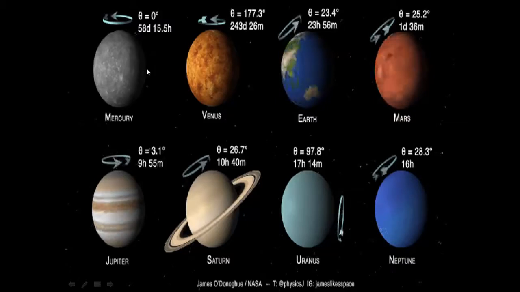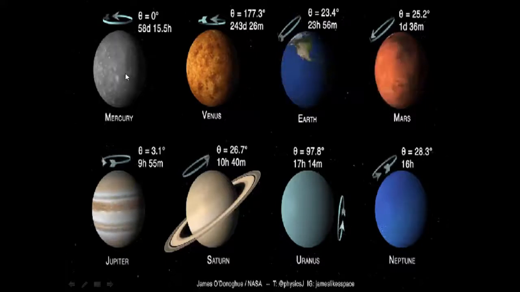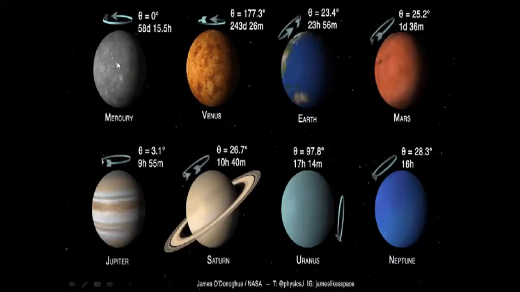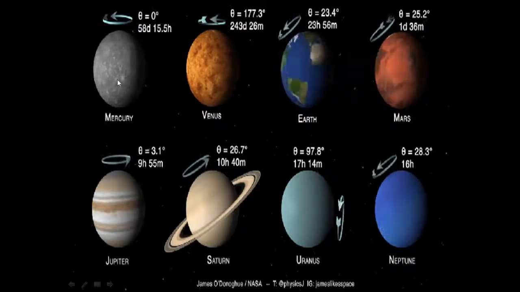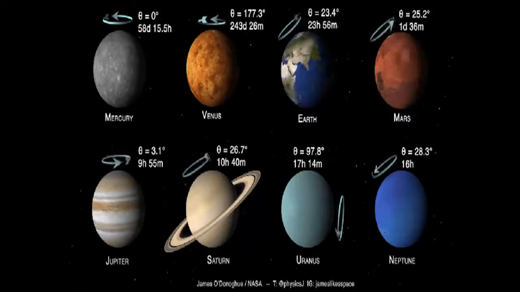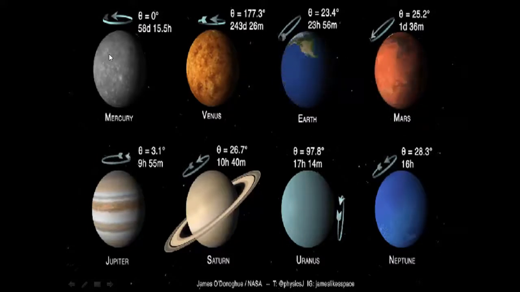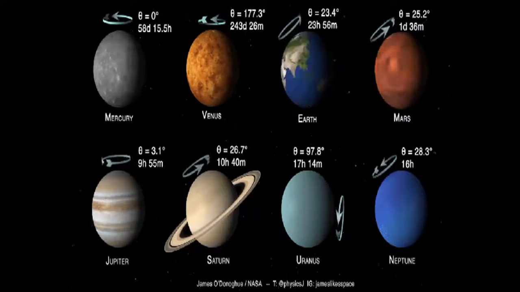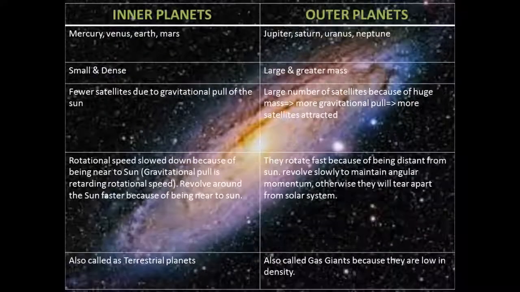But since the inner planets are so near to the Sun, the gravitational pull acting on them is so huge that they are unable to rotate at their free will. They want to rotate, but a retarding force is stopping them and their rotational speed is getting slowed down. That's why Mercury takes so much rotational time, 58 days to complete one rotation on its own axis. That's why outer planets' rotational speed is faster compared to inner planets.